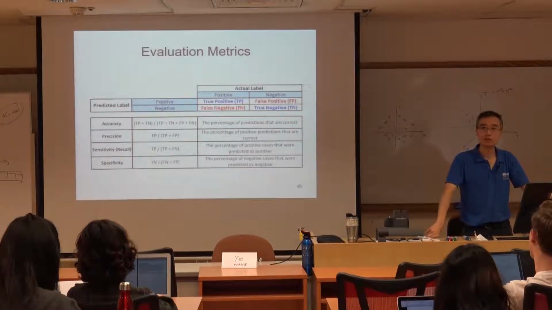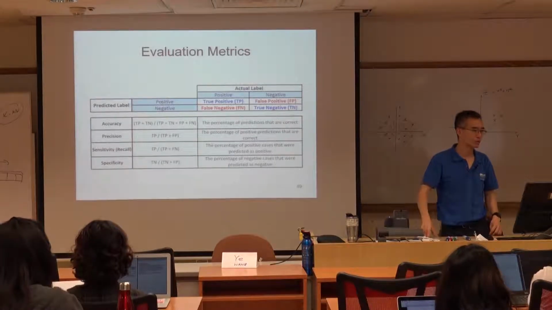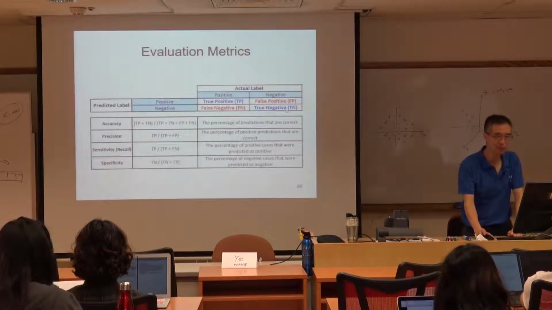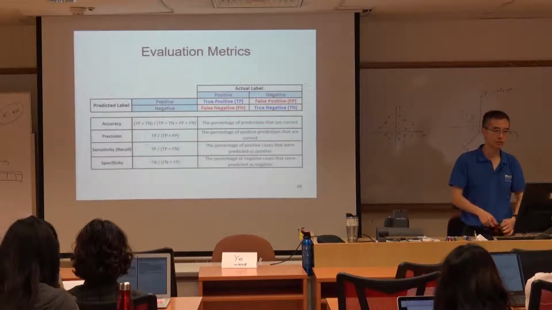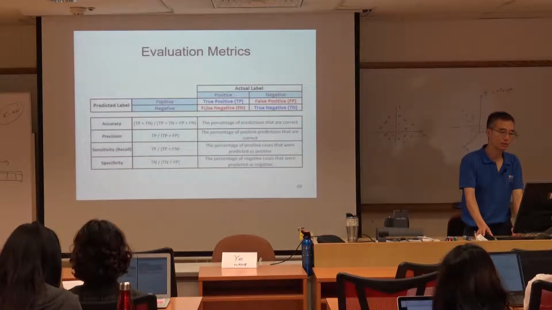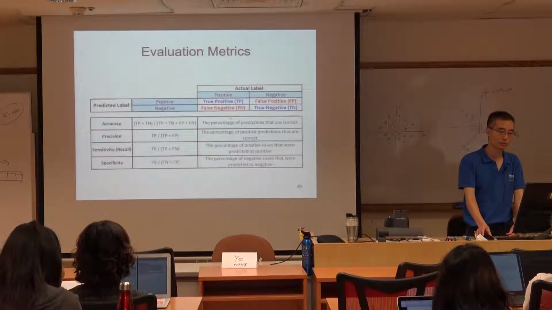Evaluation metrics are also something that is very common in scientific publications. And for the predicted labels, you have the true positive and true negative. If something is wrong and you predict it is wrong, and if something is correct and you predict that it is correct, that is right. Then the false negative means the actual label is positive, but you predict it as negative.